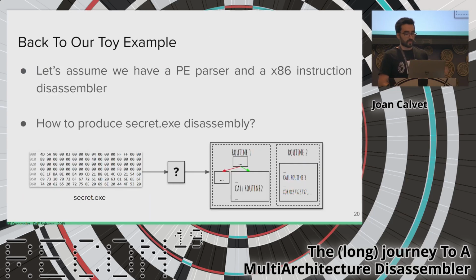So back to a toy example that we would like to disassemble. For the sake of the argument, let's assume we have a PE parser and an x86 instruction disassembler. These are clearly not easy components to implement, but they are not the focus of this talk. So back to the question: how do we get from the executable to the expected disassembly?